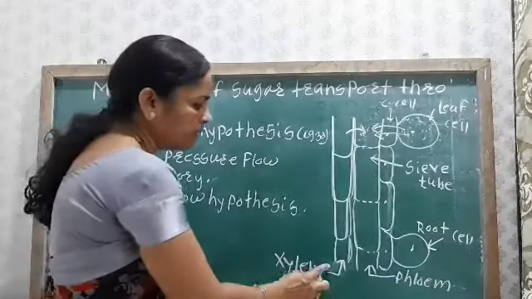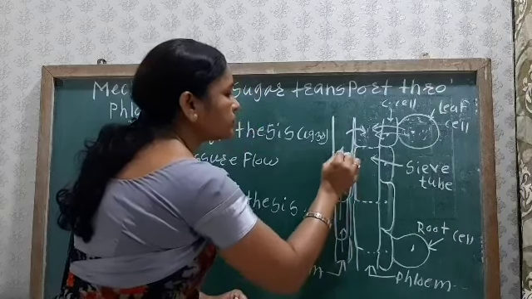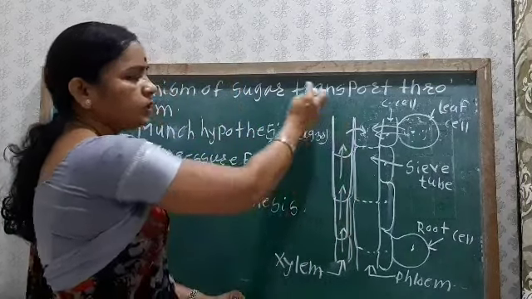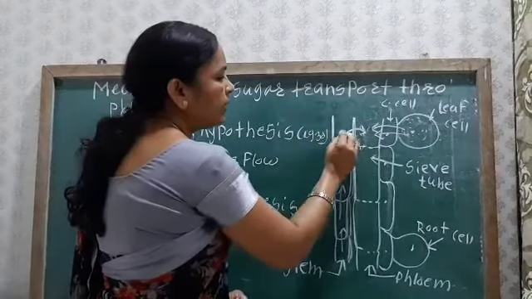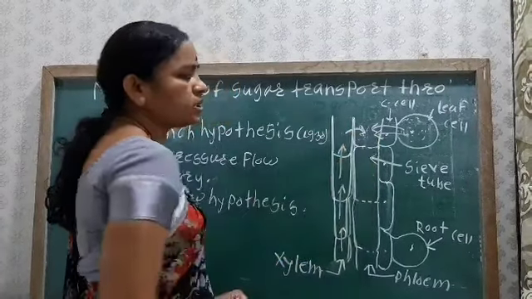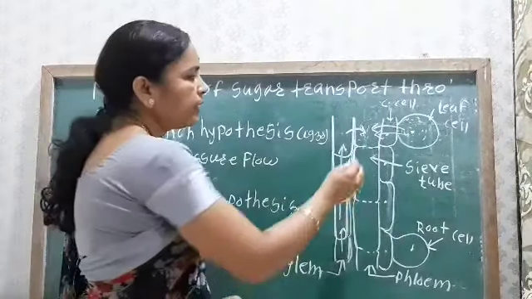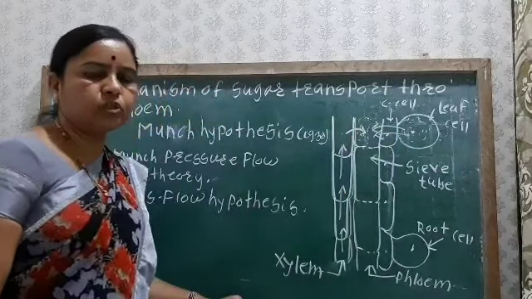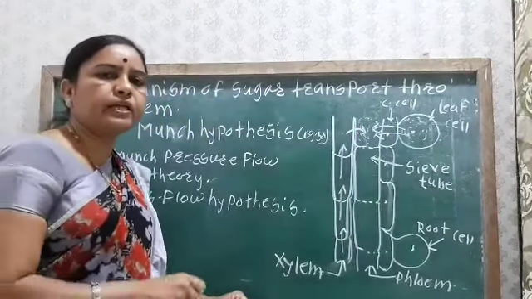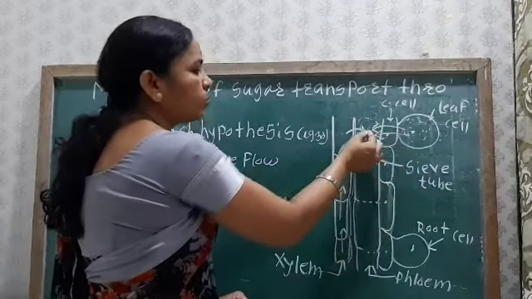Okay, so xylem is the tissue through which there is conduction of water from the root to the leaves. Here the water is mainly transferred into the sieve tube by the process of osmosis. And in the sieve tube, the turgor pressure increases. What will happen in the sieve tube? Turgor pressure will increase. So in the sieve tube there is transport of sugar.